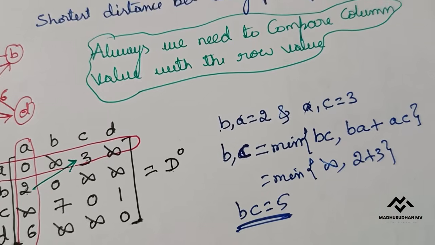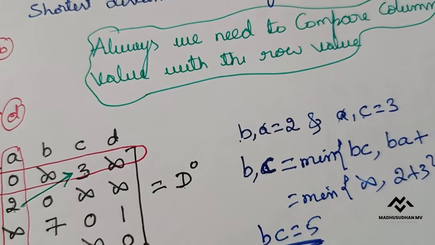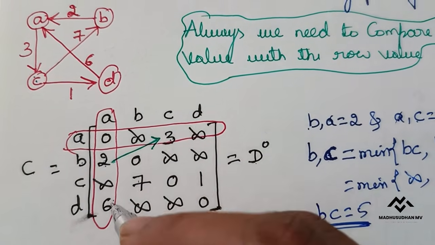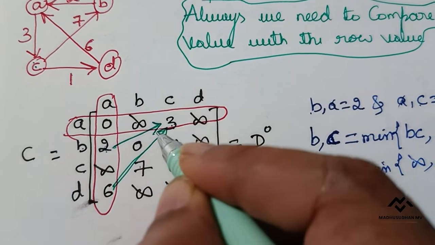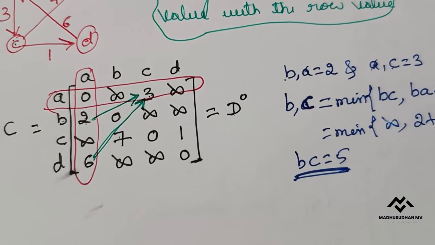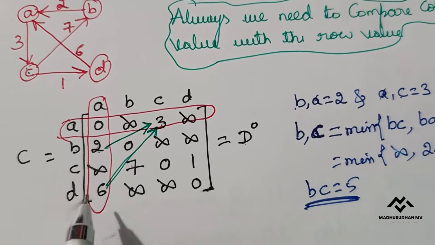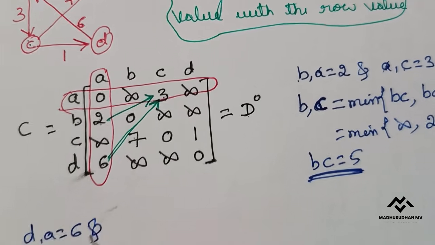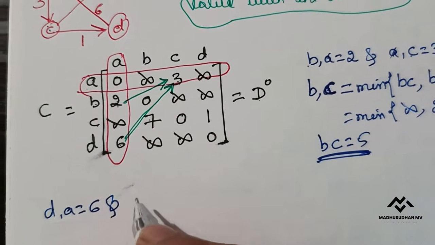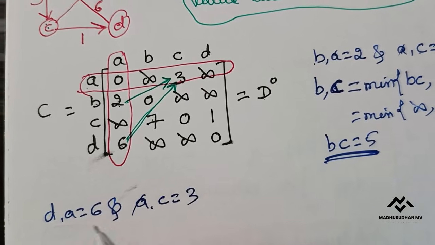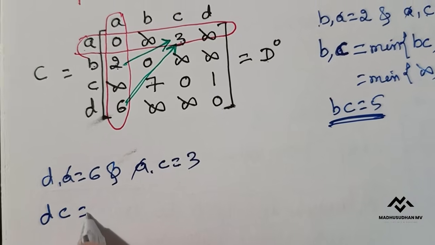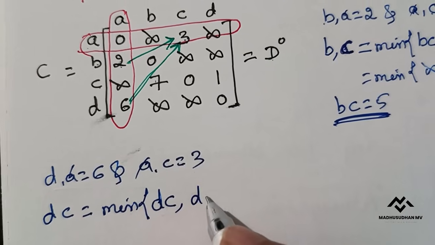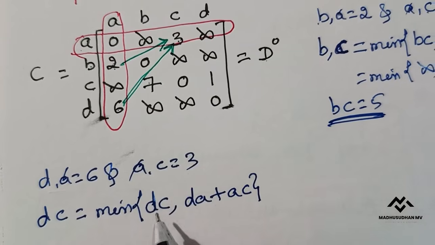Okay. Now similarly, I need to calculate. Again, I have to compare this column value with this row value. Now same thing again. This column value is D comma A. D comma A is equal to 6, and this row value is A comma C. A comma C is equal to 3. A gets cancelled, so the DC. So DC is equal to the minimum of the direct edge or the path DA plus AC. Okay, this is the edge, this is the path.